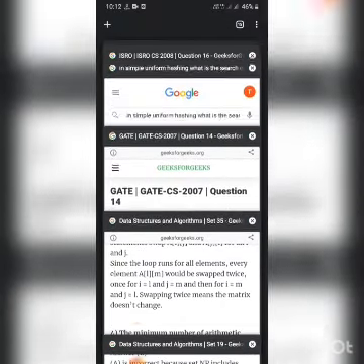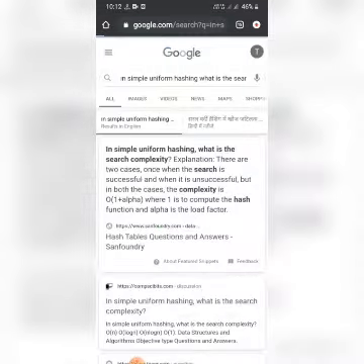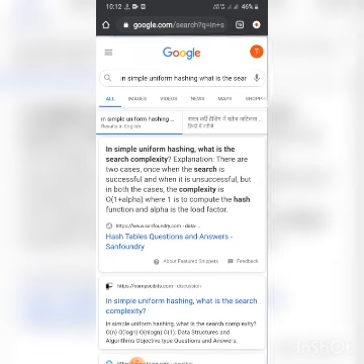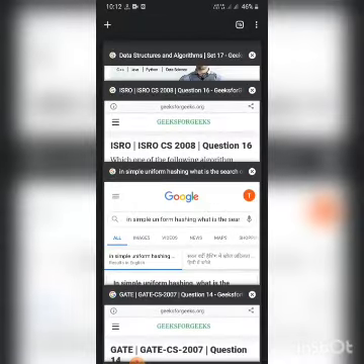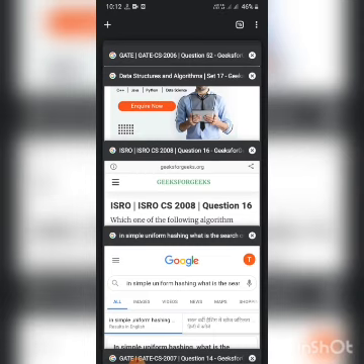Now the next question. In simple uniform hashing, what is the search complexity? As they give the answer, the complexity is O(1 + alpha).